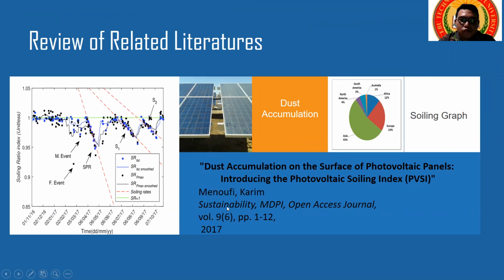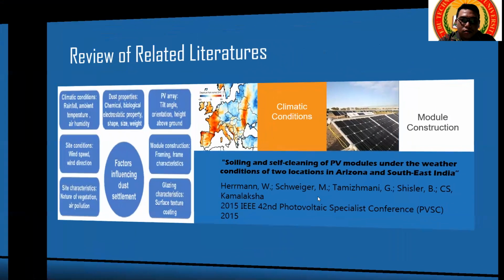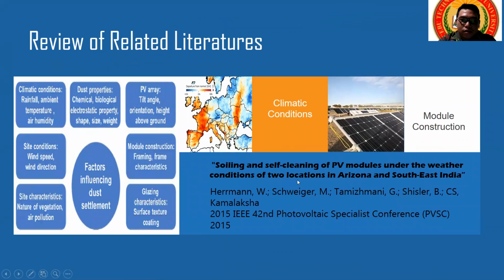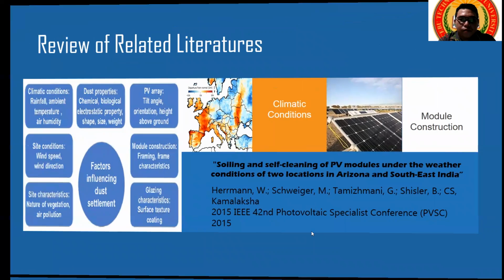We have here one authored by Manyufi Karim et al., Dust accumulation on the surface of photovoltaic panels, introducing the photovoltaic soiling index. And also one authored by Herman et al., The soiling and self-cleaning of PV modules under the weather conditions of two locations in Arizona and Southeast India. Mainly this literature is only gathering the characteristic surface texture coating of the PV panel.